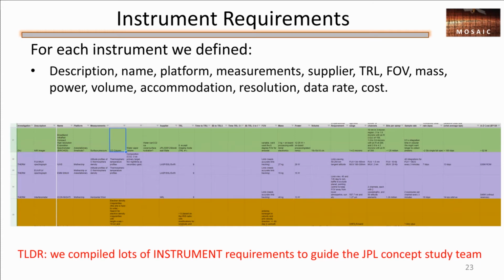And then for each of those instruments, we then went and defined what their requirements were and what their key characteristics were. So descriptions, names, platforms, the measurements they would make, their suppliers, TRLs, fields of view, mass, power, volume, different accommodation constraints, the resolution, data rate, and cost, etc. So we compiled lots of instrument requirements, and this was important because this was to guide the JPL concept study team to help us actually flesh this out into a real mission concept.